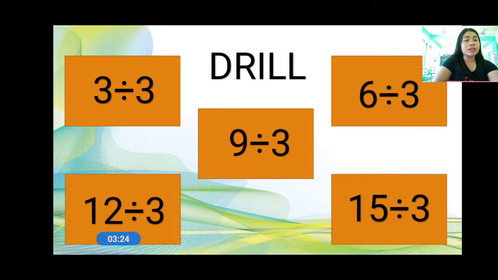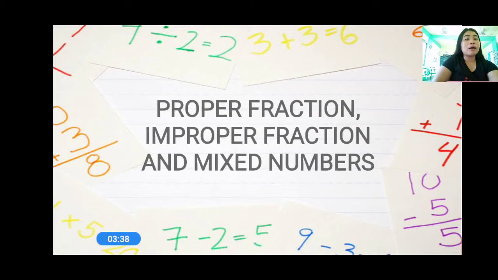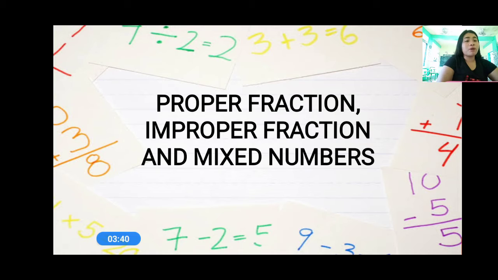Again, 3 divided by 3, 6 divided by 3, 9 divided by 3, 12 divided by 3, and 15 divided by 3. Okay. So now, everyone, we are going to talk about the proper fractions, improper fractions, and mixed numbers. So what are we going to talk about? Proper fraction, improper fraction, and mixed number.